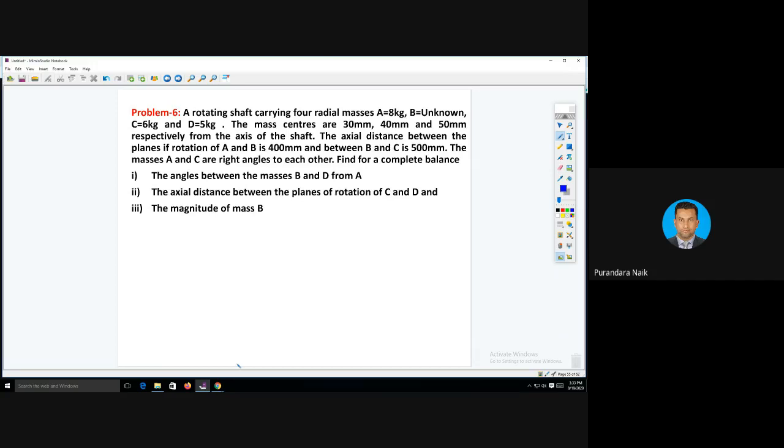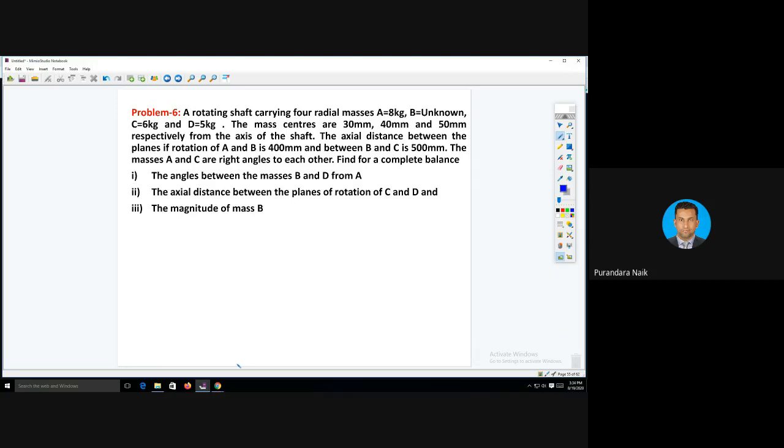The mass centers are 30 millimeter, 40 millimeter, and 50 millimeter respectively from the axis of the shaft. The axial distance between the planes of rotation of A and B is 400 millimeter and between B and C is 500 millimeter. So the axial distances between the planes are given, that is A to B is 400 and B to C is 500. The masses A and C are at right angles to each other. Right angle means it's 90 degrees.